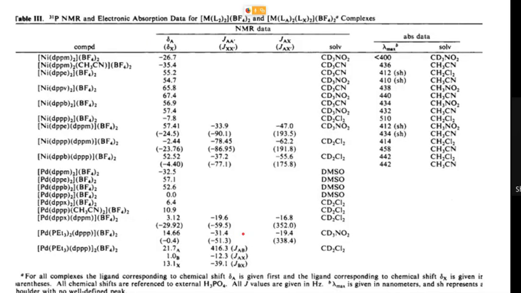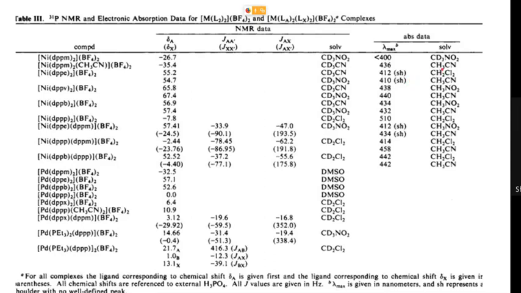Now here we can discuss the electronic absorption spectra of the complexes. Here we can find the nickel 2 complexes exhibit an electronic absorption from 400 to 500 nanometers. This band is assigned to a transition from A1g to B1g orbital. So it is clear that, especially in nitromethane and dichloromethane solvents, as the bite size increases, the lambda max is also increasing.